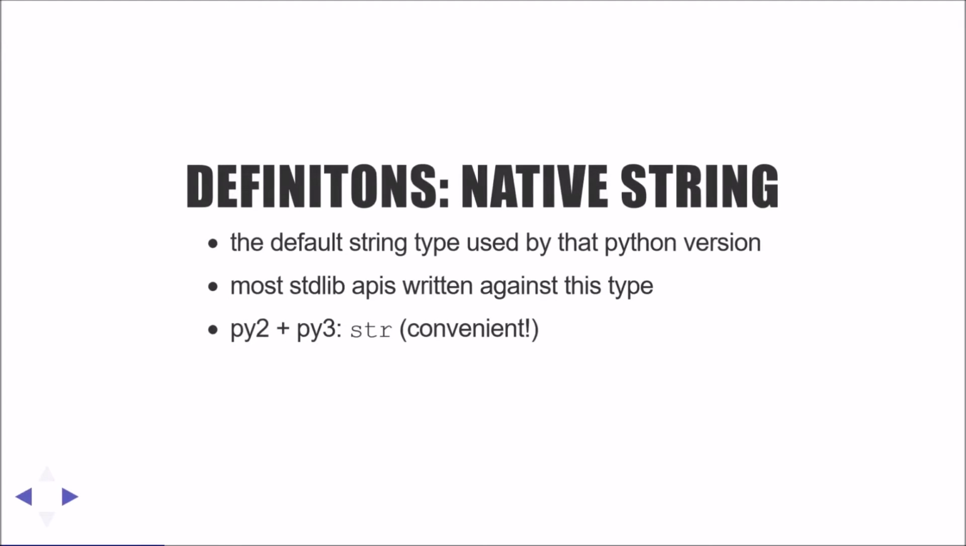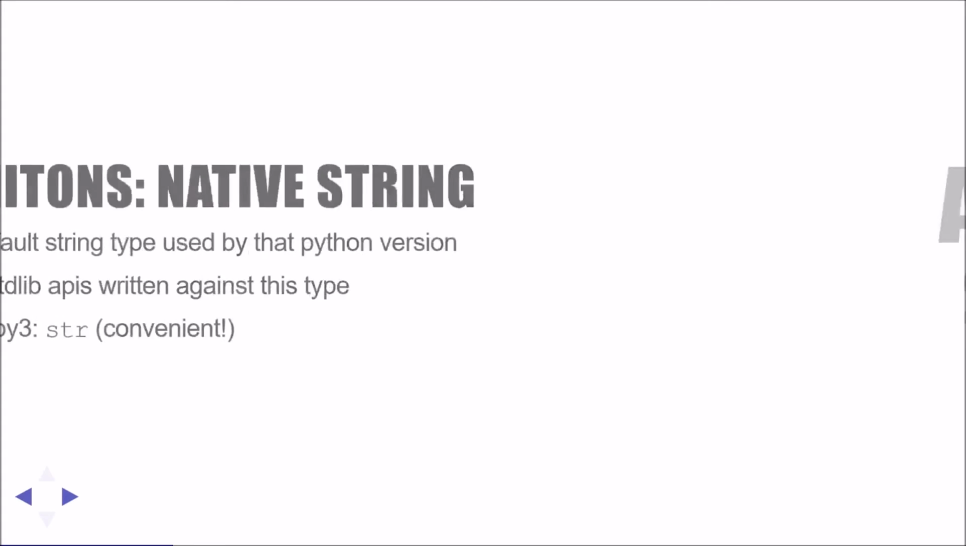When talking about string types, it is often useful to define a native string type. When writing string literals in code, the literals will assume the type of the native string. Most APIs in the standard library will operate on the native string type. In both Python 2 and Python 3, the type str is the native string type. Note from the previous slides, in Python 2 this is a binary type. But in Python 3, this is a text type.